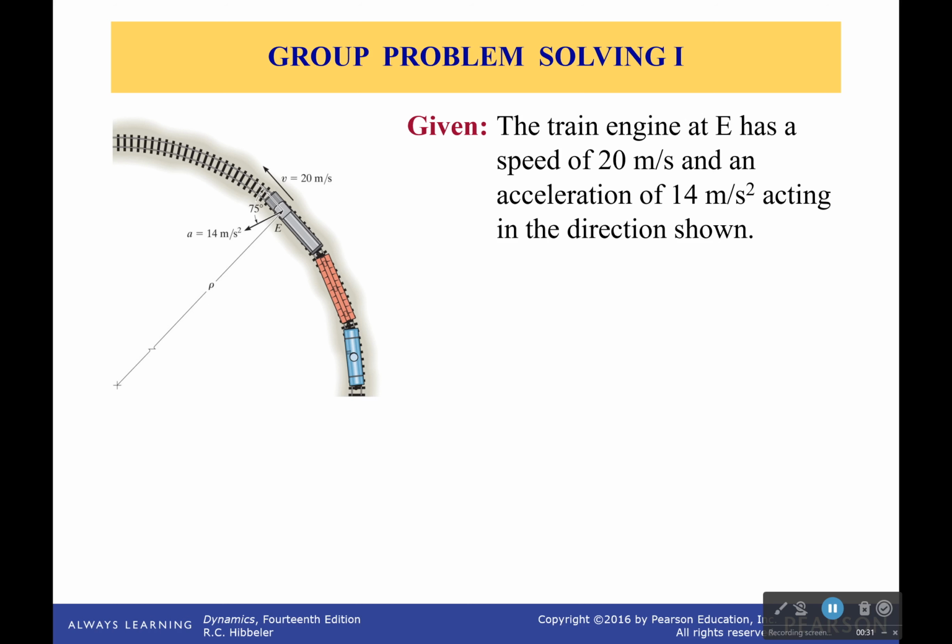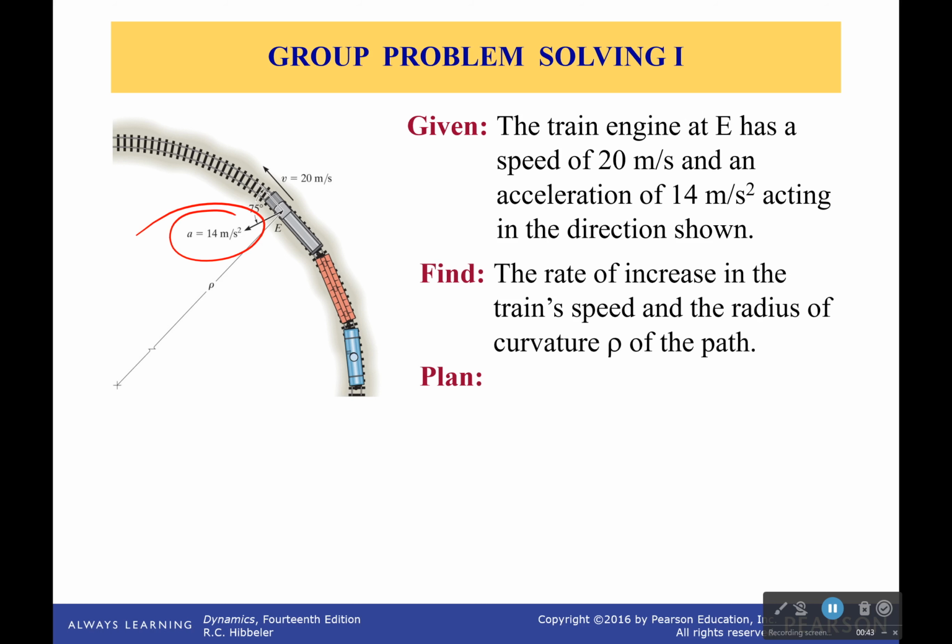Let's look at the problem. So we have a train, and it's going at a speed of 20 meters per second and an acceleration of 14 meters per second squared, acting in the direction shown. A direction. Oh no, it's like we're going to break into components. Which isn't that difficult, just a triangle.